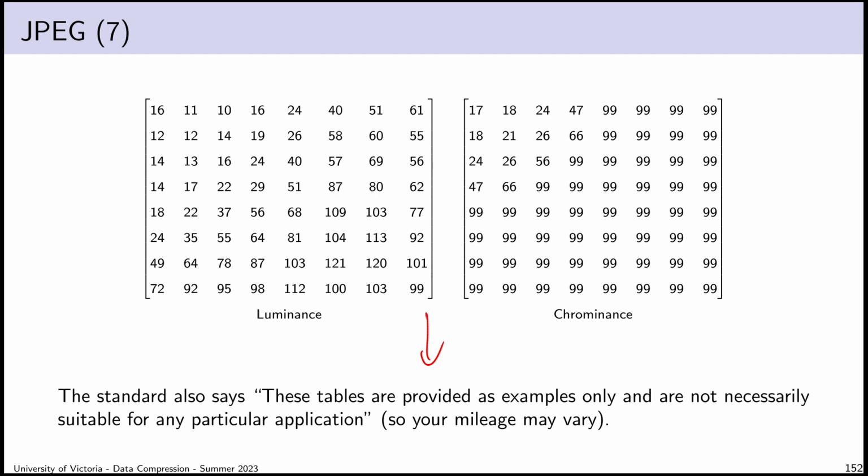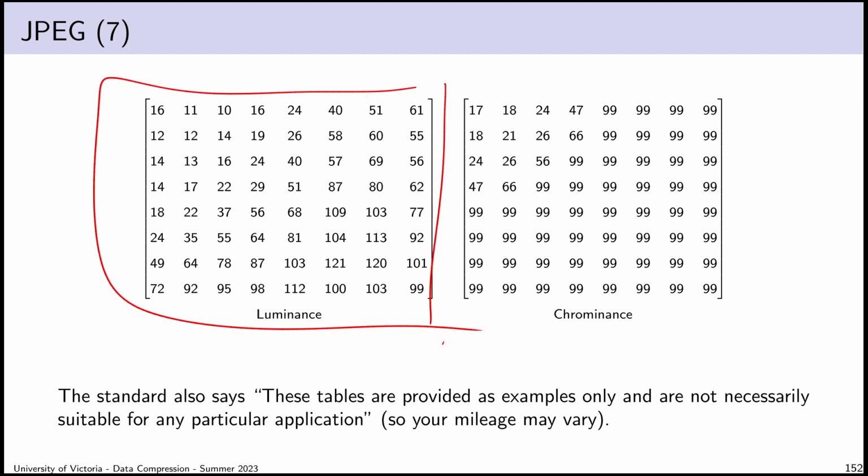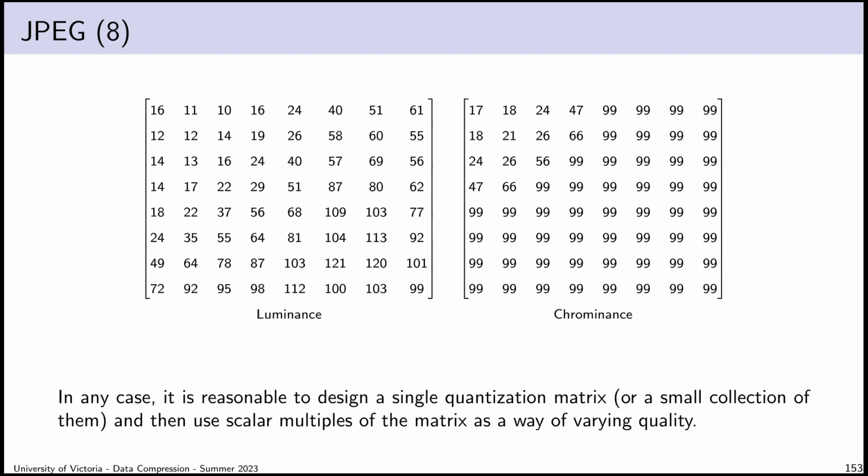They can't quite make a definitive statement in cases like this, so they give you the matrix and then say, well, don't take our word for it. You can take my word for it, though. I think these are good quantization matrices. Actually, now that I think about it, I'm providing these tables as examples only, and what I say is not necessarily suitable for any particular application. And that's true of everything I say, not just the stuff on this slide.